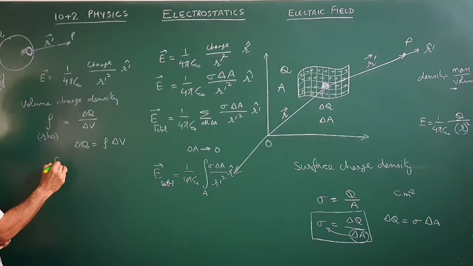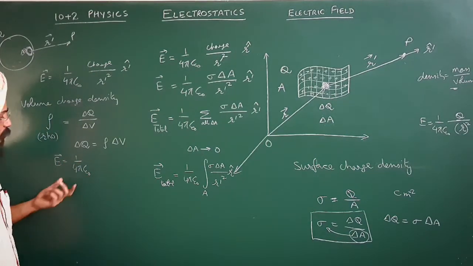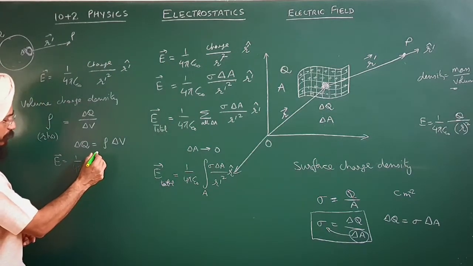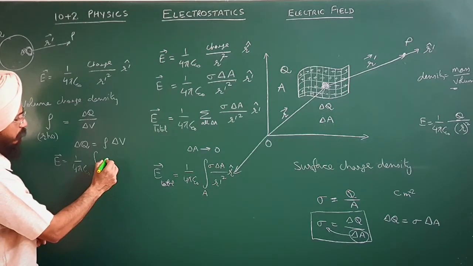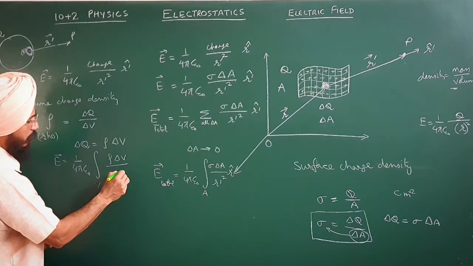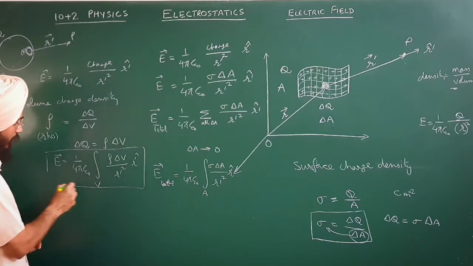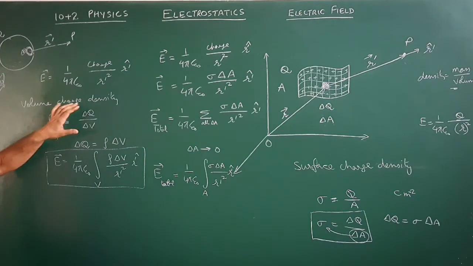and putting the value of charge over here, E can be written as 1 upon 4 pi epsilon naught. Now here I will write only the final formula: the summation over the whole volume of rho delta V upon r dash square into r dash cap. So this will become your total electric field of a volumetric body, or a body in 3 dimensions. This quantity is volume charge density.